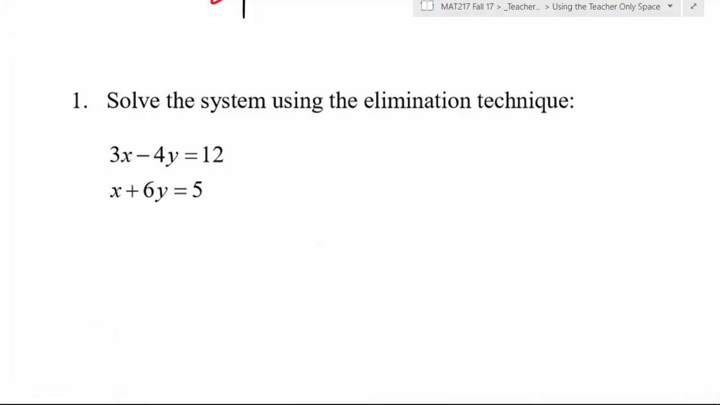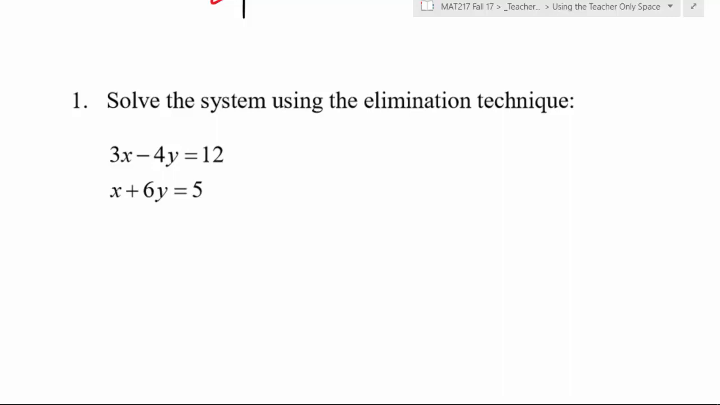In this video, we're going to go through elimination technique, substitution technique, and graphing technique examples. I would highly recommend, if you feel comfortable, pause the video, try the problem yourself, then watch through to make sure you got it right. Okay, here we go. Elimination technique.